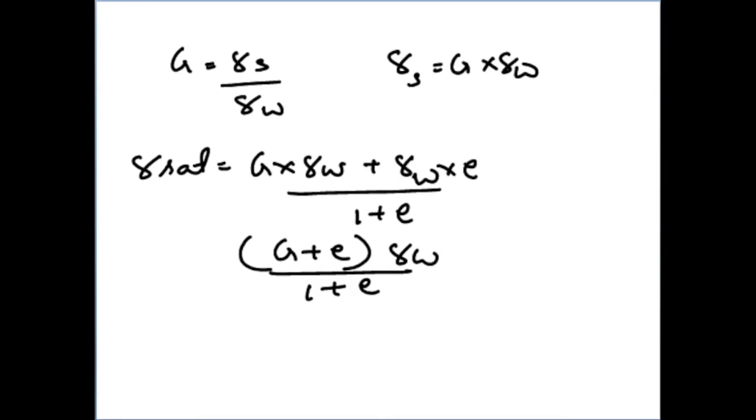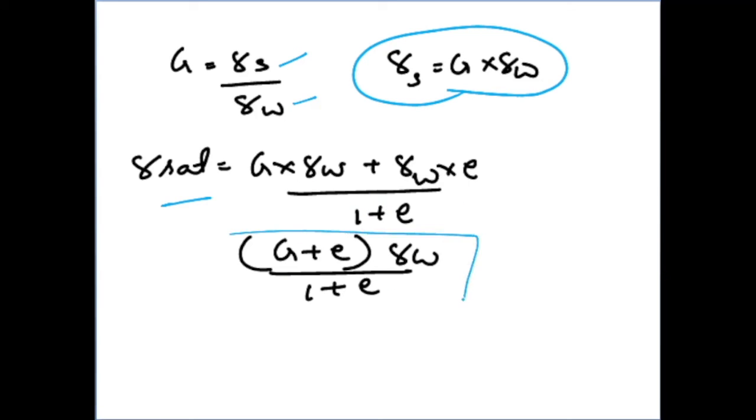Then we also have G, which can be written as gamma s by gamma w. So this gamma s can be written as G into gamma w. This we have already used in the previous slide. So gamma saturated is nothing but (G into gamma w plus gamma w into e) divided by 1 plus e. I shall take gamma w common. What I get is (G plus e) divided by (1 plus e) into gamma w. This is the equation for gamma saturated in terms of voids ratio.